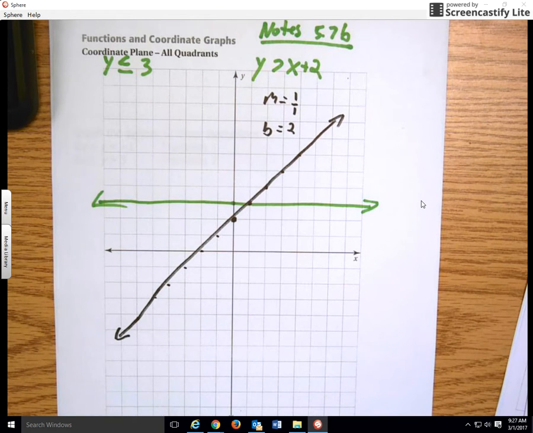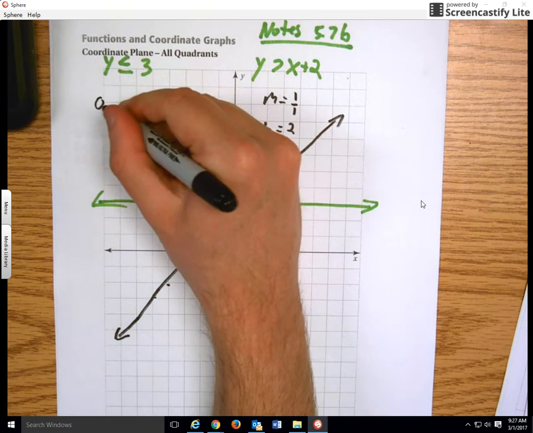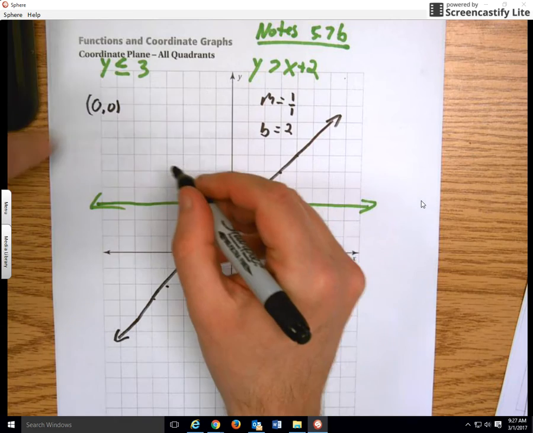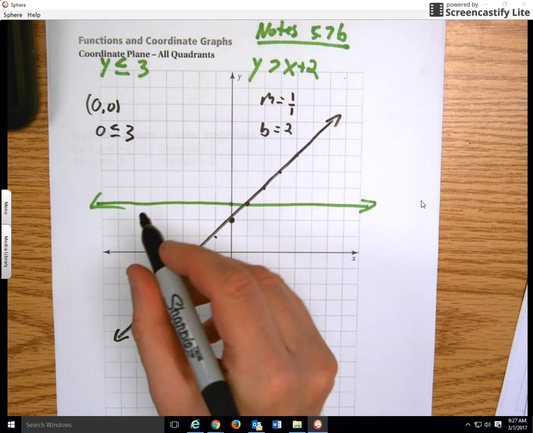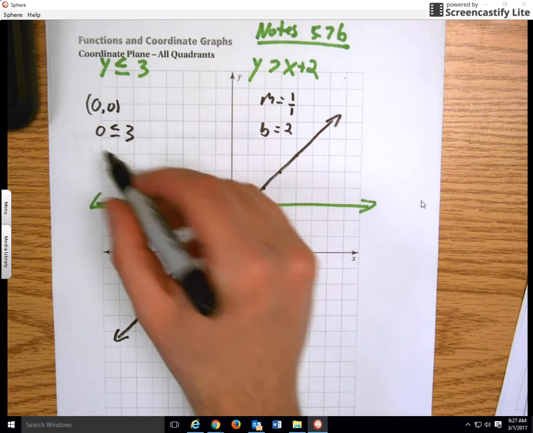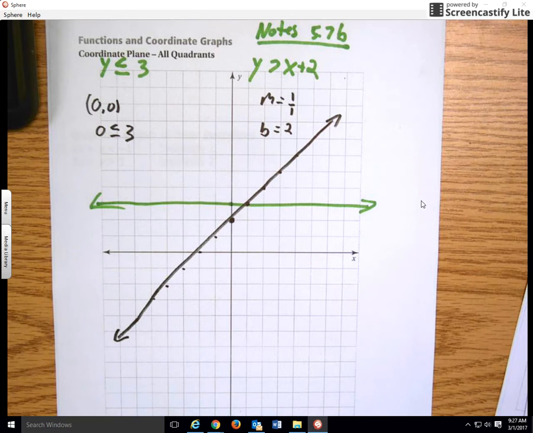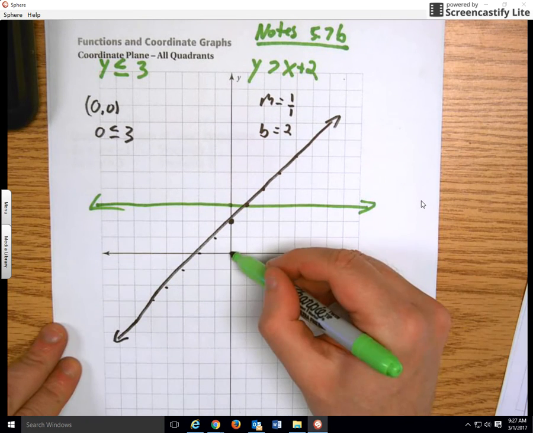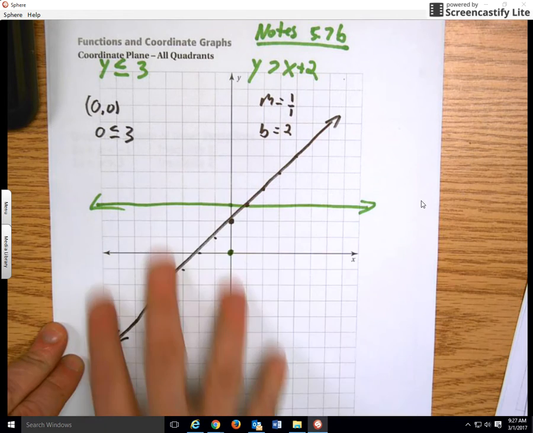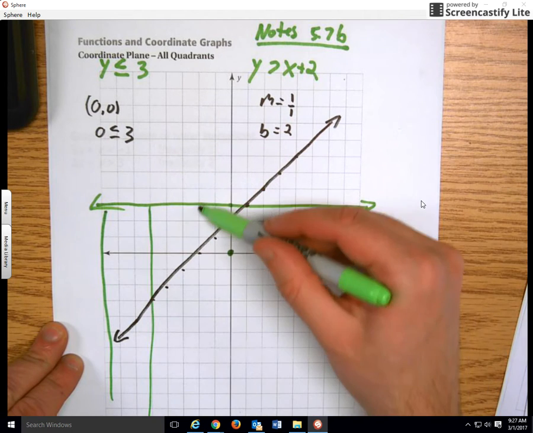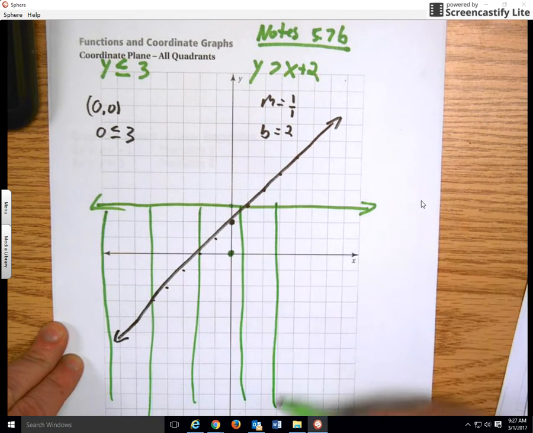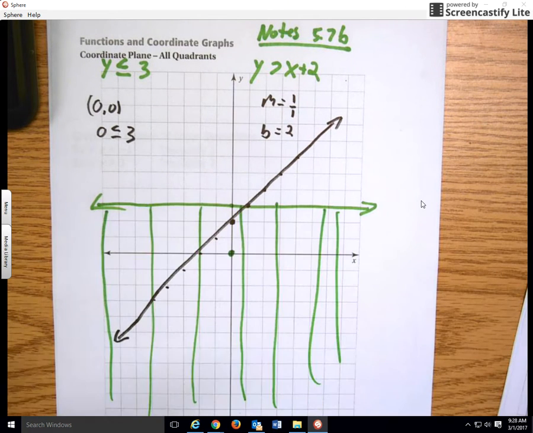Now we need to do the test point and see what's true for them. And so I will use (0, 0) as my test point. I'll substitute a 0 for the y. Is 0 less than or equal to 3? Yeah, 0 is less than 3. So that means that's a true statement. So this (0, 0) is true. It's not lying. So everything under that is also true. If down is true, everything down of it is true. So all this is the solution for this inequality.